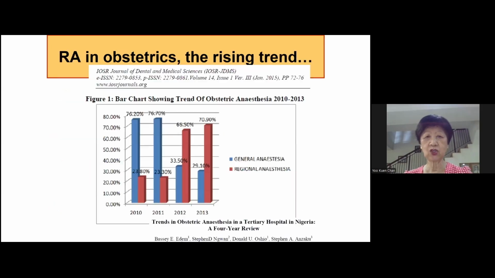spinals for these patients. What I've picked up here is the rate of general anesthesia going down for this particular country, Nigeria, as you can see, and the rate of regional anesthesia, especially spinal anesthesia, moving upwards. This is a trend very much seen all over the world, and I'm sure it shows up in the Indian data as well.